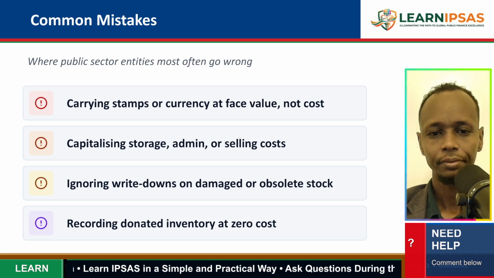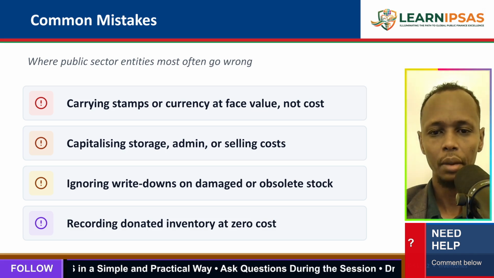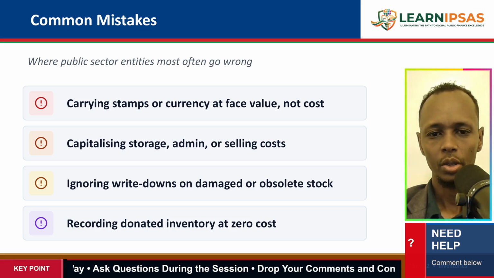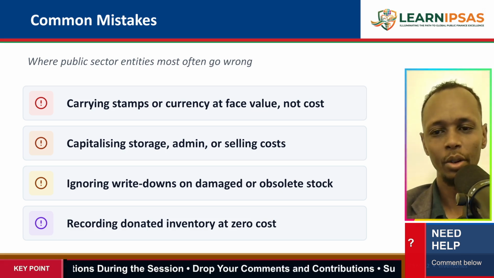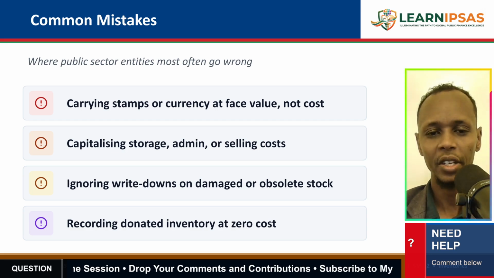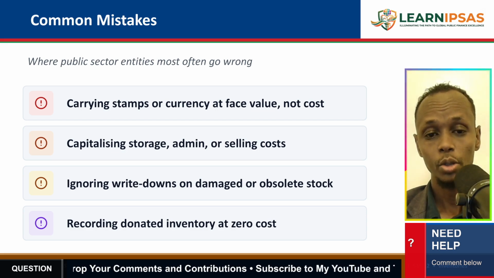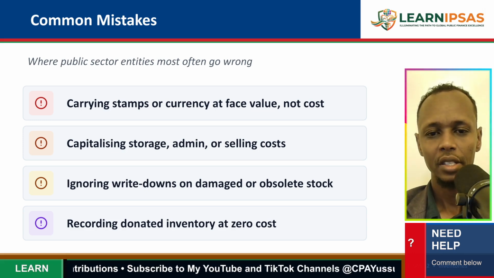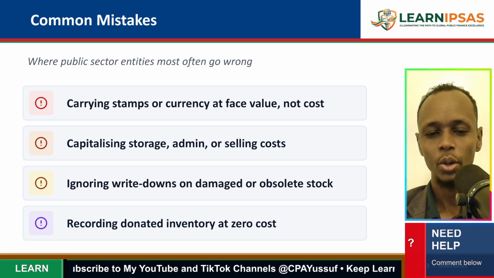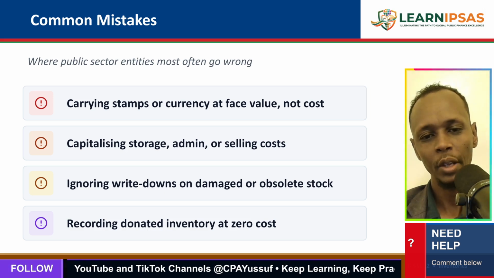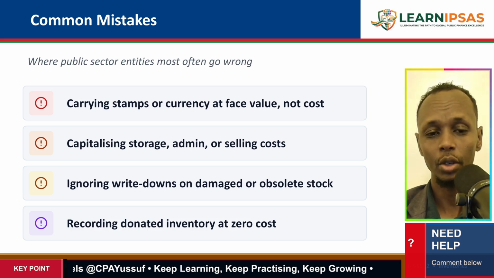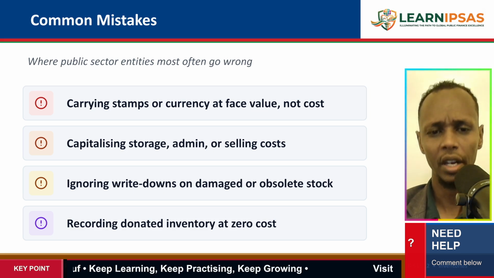Ignoring write-downs on damaged or obsolete stock. We ignore them, and I know mostly it happens even in the public sector. It's common. So as we advance, please record these write-downs on obsolete stocks. And by the way, whatever you debit, you should also have the corresponding credit. If you don't do that, then your financials won't balance.